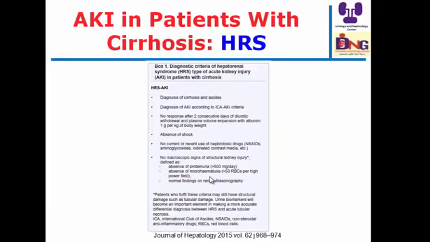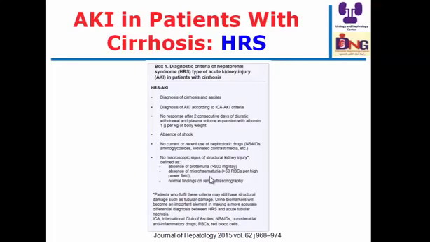Absence of shock. So if you find a shock state, don't diagnose hepatorenal syndrome. No current or recent use of nephrotoxic drugs like non-steroidal anti-inflammatory drugs, aminoglycosides, iodinated contrast media. No macroscopic signs of structural kidney injury. So we should have absence of proteinuria more than ½ gram per day, absence of hematuria exceeding 50 red cells per high power field, and normal findings on renal ultrasound. So these are the 6 criteria that should be fulfilled before diagnosis of hepatorenal syndrome.